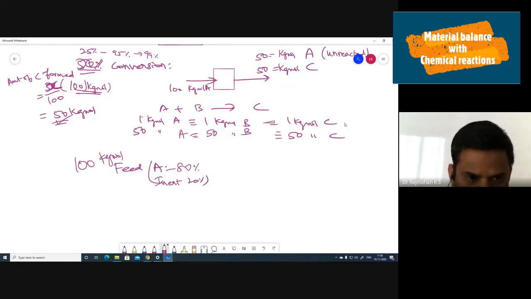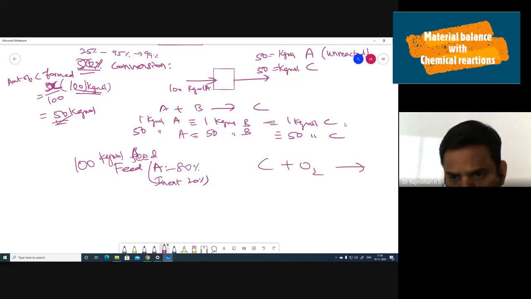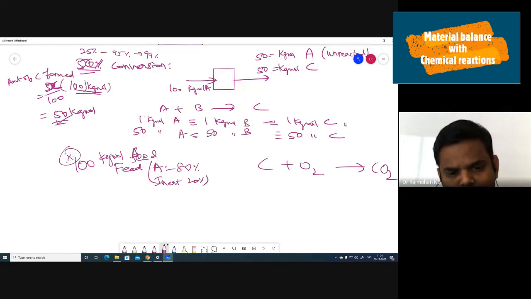So let us say in the same case, there is 100 kg mole of feed with 80 percentage A and inert is 20%. Let me say that A is the same reaction. Let us consider C plus O2 giving CO2. If the data is given like this, 100 kg mole of feed contains 80 percentage of A and the remaining inert is 20%. The inert here may be another product also. Whatever, here A is 80%.